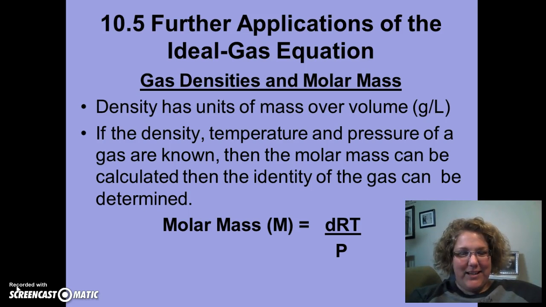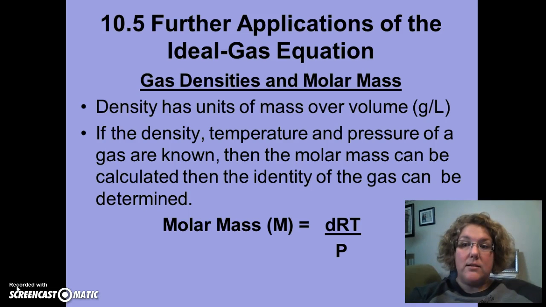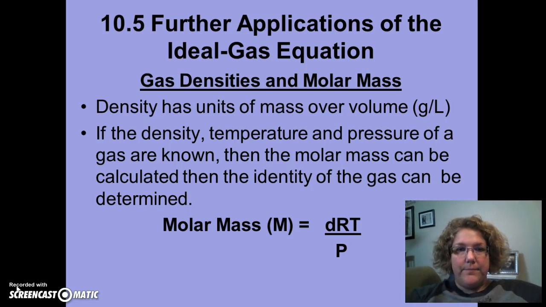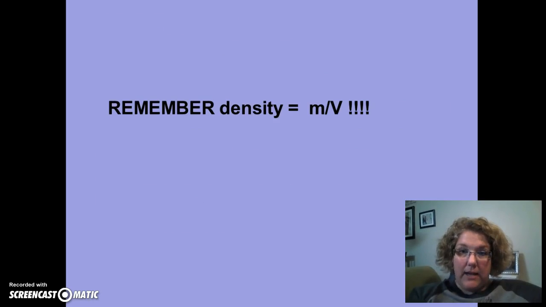All right, if the density, temperature, and pressure of a gas are known, then the molar mass can be calculated. And then from that, if they give you a hint, you can figure out what the identity of the gas is. For example, if they say it's a diatomic molecule, you know it's something like oxygen, O2 or N2, or they tell you it's a non-metal oxide or something, you can figure out the identity of the compound, the gas.